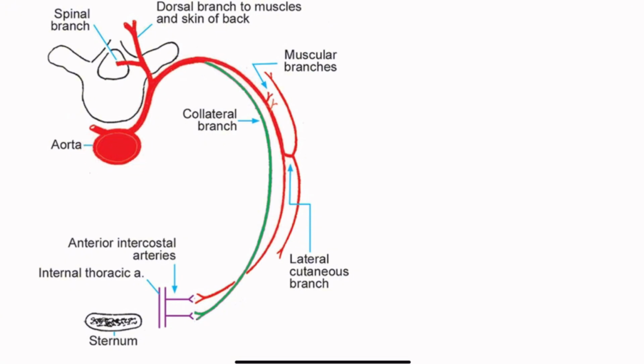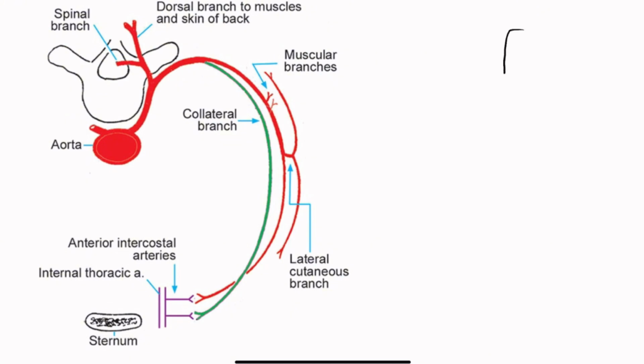Since this intercostal artery is present at the back or the posterior region, it is called the posterior intercostal artery. The posterior intercostal artery gives rise to branches laterally that supply blood to the cutaneous region. So these are the lateral cutaneous branches. And these lateral cutaneous branches accompany the lateral cutaneous nerves. See, this is what I mean.